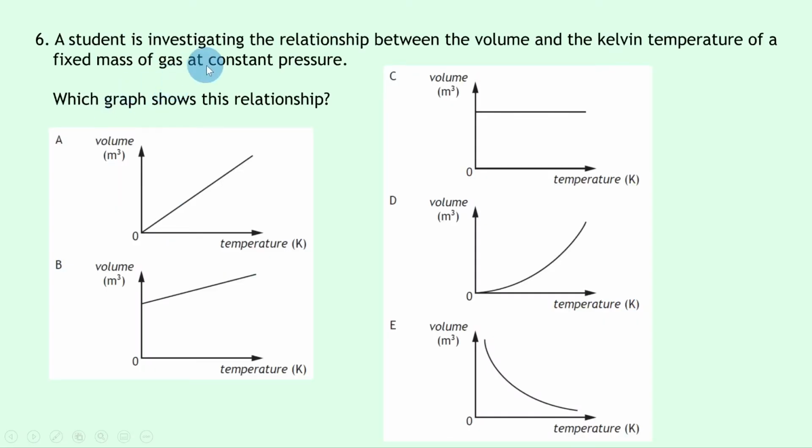Question 6 says that a student is investigating the relationship between the volume and the Kelvin temperature of a fixed mass of gas at constant pressure. Which graph shows this relationship?